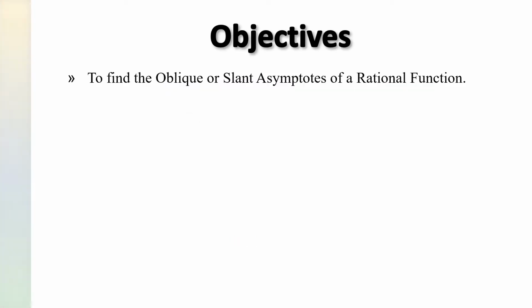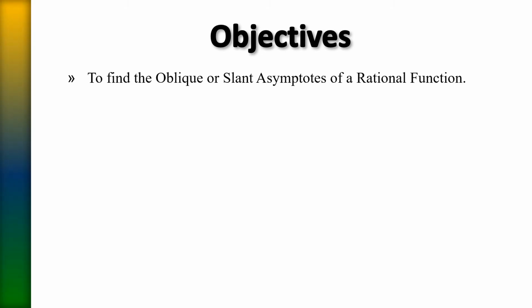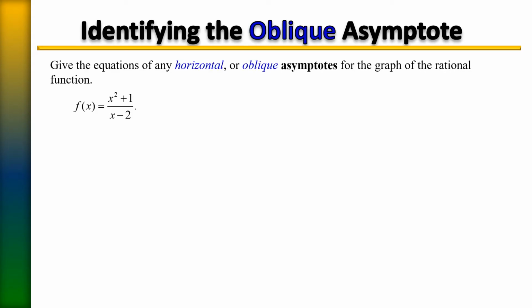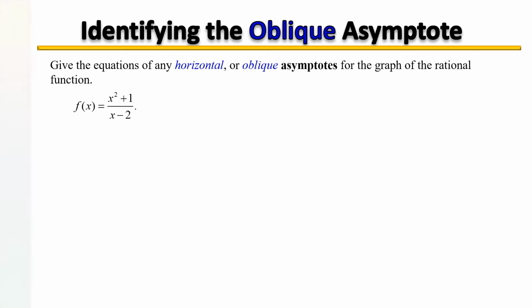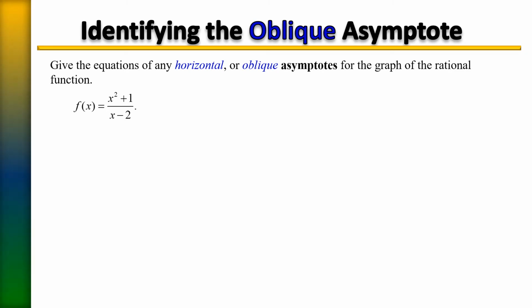In this lesson, we're going to find oblique or slant asymptotes of a rational function. In this example, we're asked to give the equation of any horizontal or oblique asymptotes for the graph of the rational function.